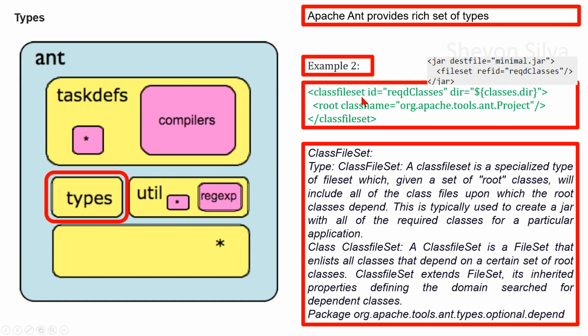This example creates a file set containing all the class files upon which the org.apache.tools.ant.Project class depends. This file set could then be used to create a jar.